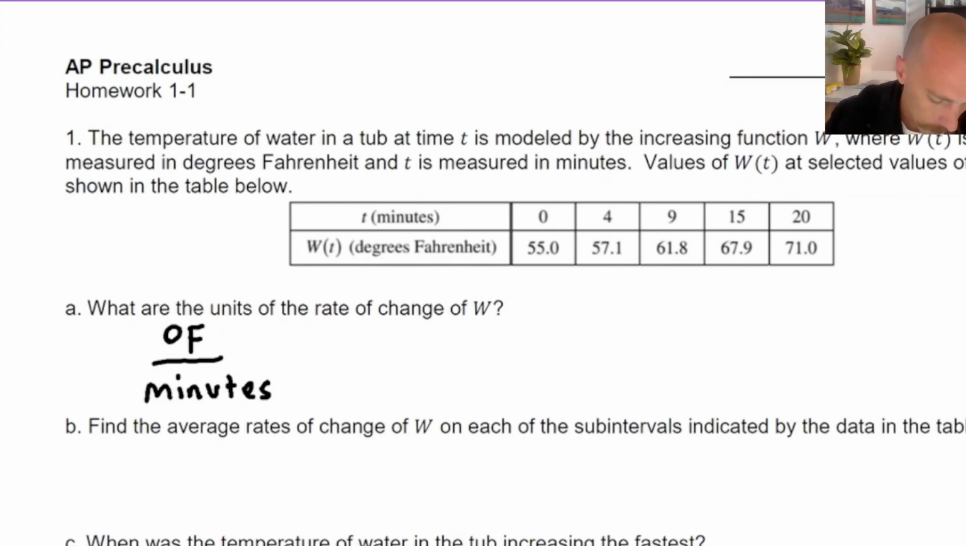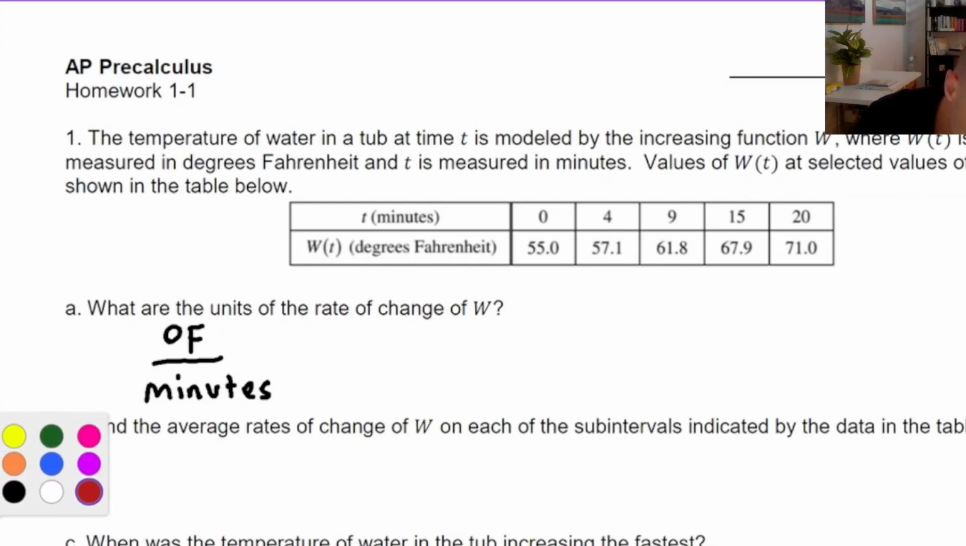And when it asks, find the average rates of change of W on each of the subintervals indicated by the data in the table, that means go from 0 to 4, 4 to 9, 9 to 15, and 15 to 20. So we'll have 4 different average rates of change we're going to compute. So I'm going to dig in here and say, all right, maybe start off with red on the interval 0 to 4.